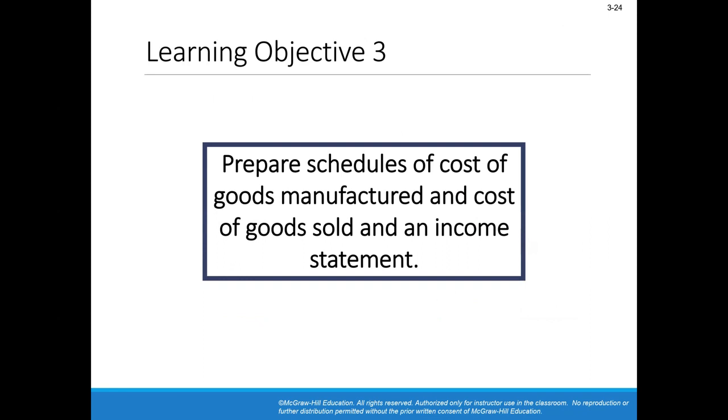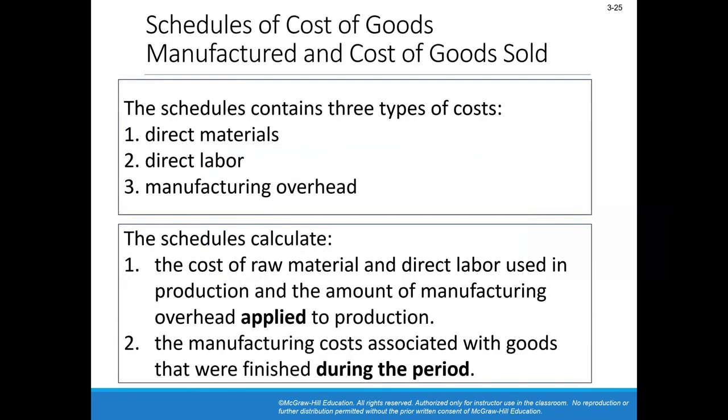All right, so now we're going to prepare the schedule of cost of goods manufactured and the cost of goods sold. So remember, manufactured is just what's coming out of that work in process, and the cost of goods sold is what was actually sold. So we're looking at what was manufactured and what was sold. So we have three costs, same three costs we've been talking about: direct materials, direct labor, and manufacturing overhead. So the schedule calculates the cost of raw materials, direct labor used in the production, and the amount of manufacturing overhead that was applied to the production.